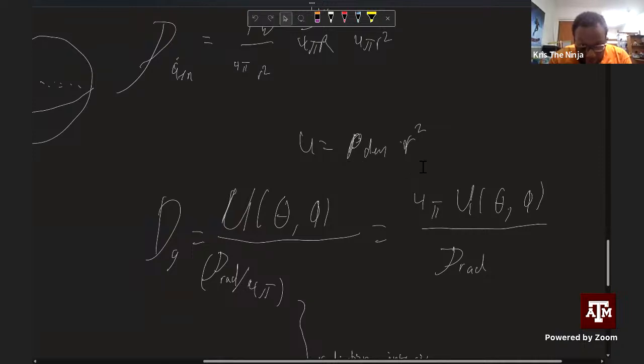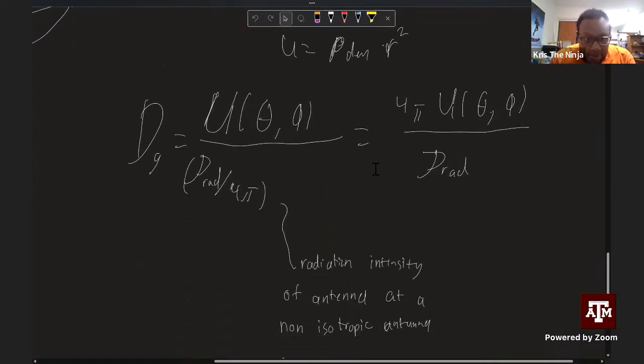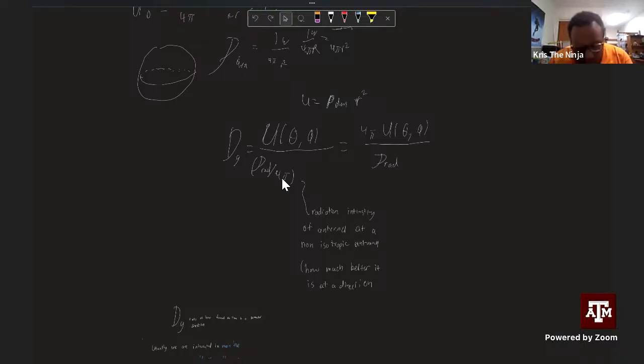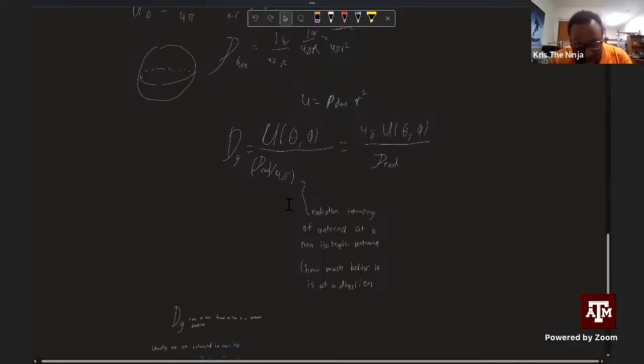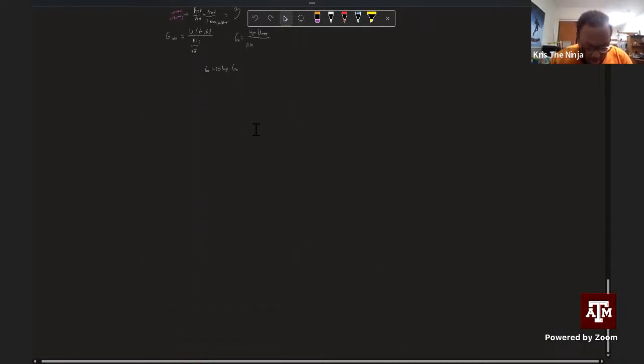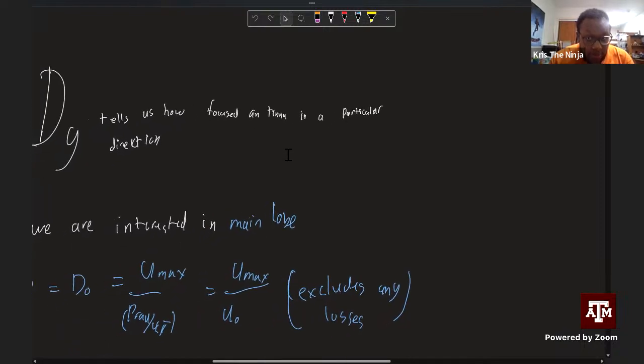So you can say U is power density times R squared. Essentially what this equation is saying is that power density is U over R squared, or U is power density times R squared. Directivity is the radiation intensity of an antenna compared to an isotropic antenna. How much better is it in a direction? So you can see that here: 4 pi times U over P rad gives you the directivity. This tells us how focused an antenna is in a particular direction.